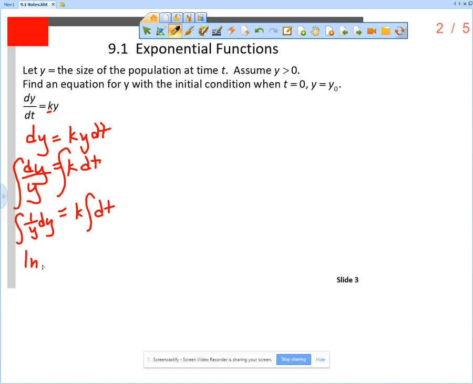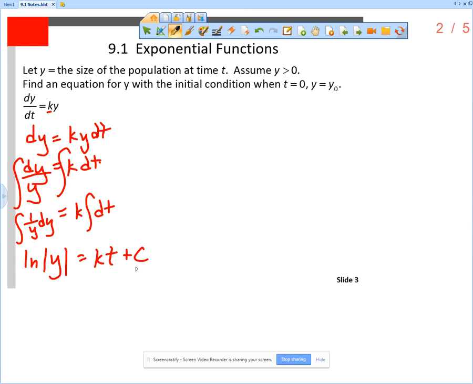That is the natural log of the absolute value of y, right, plus c, but we're going to add the c in on the right side. So then I get k times the integral of dt. That would just be t plus c. So the natural log of y equals kt plus c. But now our goal is to solve for y. All right, so what is y?